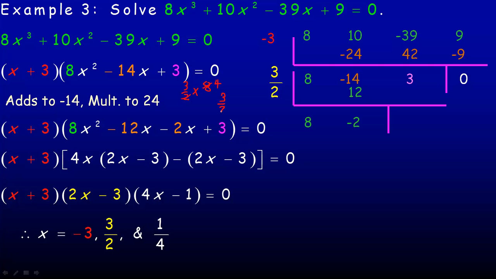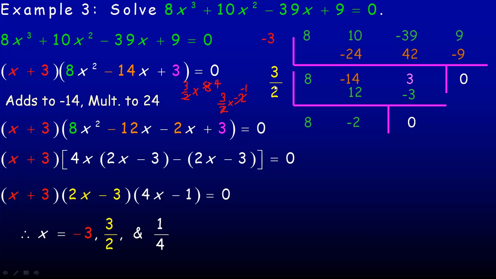And the 2 goes into negative 2, leaving a negative 1. So 3 times negative 1 would be negative 3. We'll put that right here and add those. You get 0. And so, obviously, we get a remainder of 0.